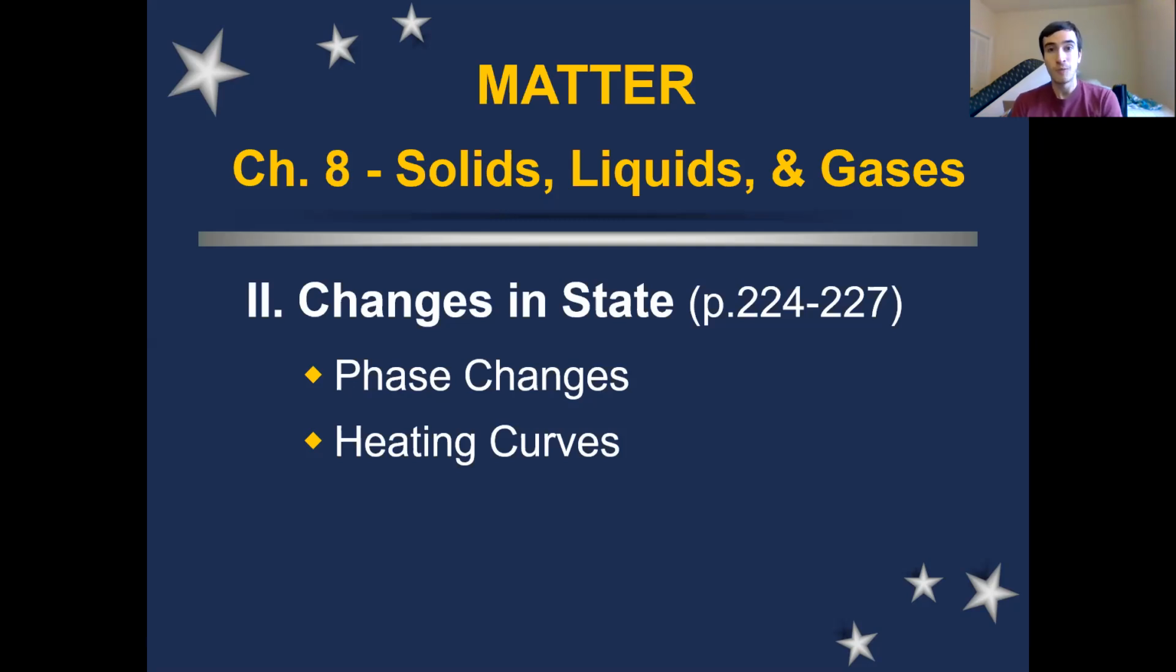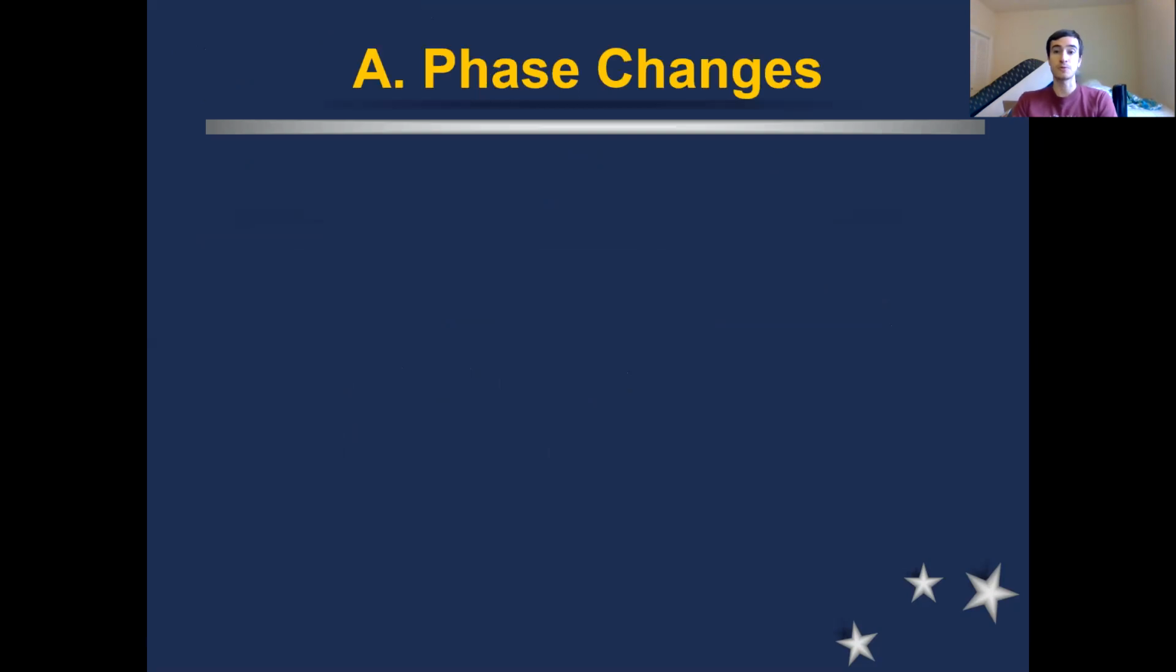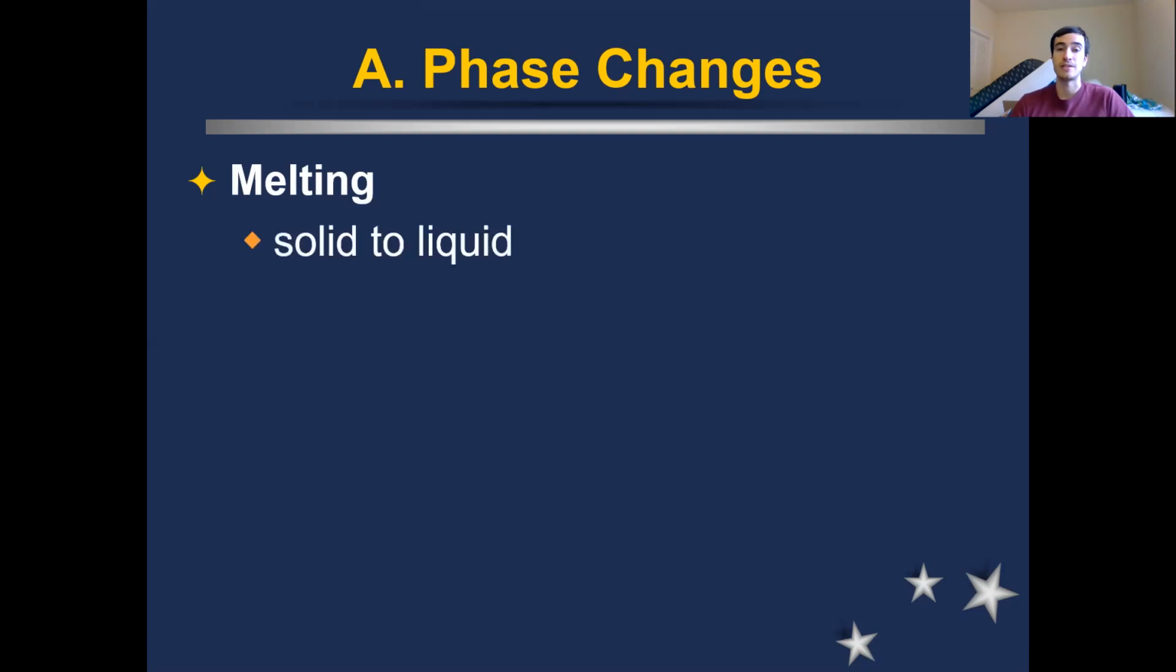But first, what is it called when we go from a solid to a liquid to a gas, to a liquid, or to a solid? So the first couple of these you've probably heard of before. The first one is melting. And melting is when you go from something that is solid to something that is liquid.